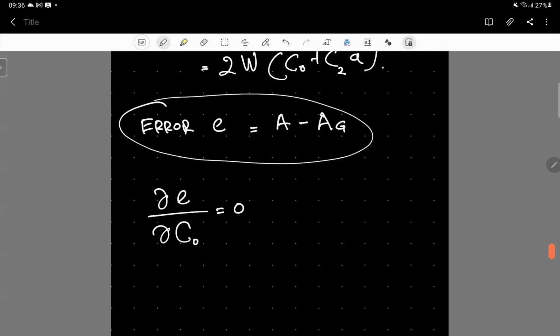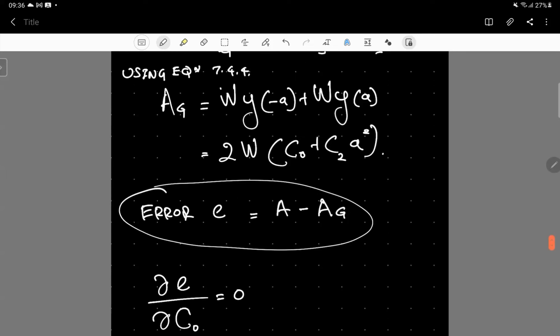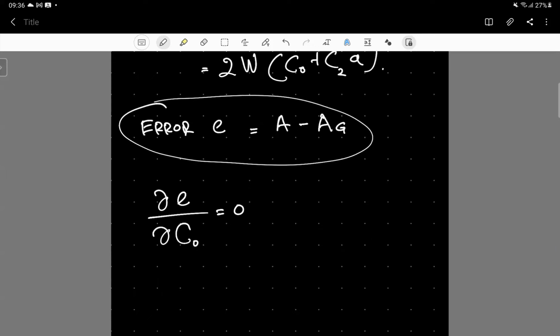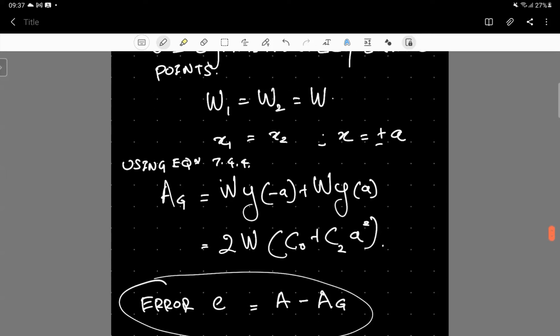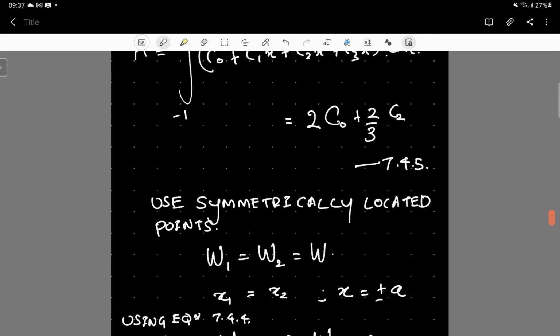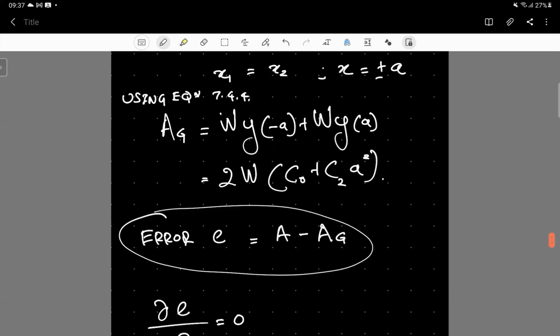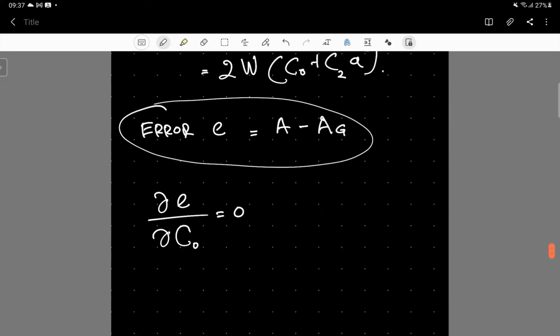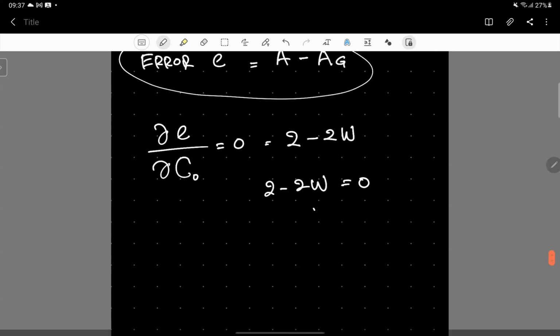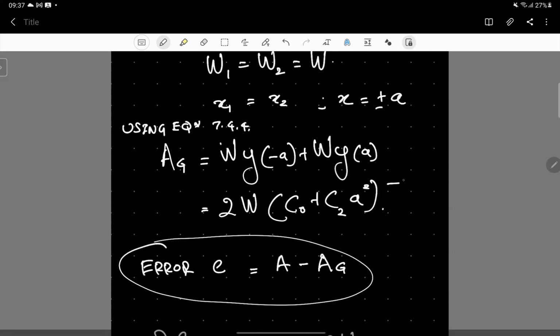So we take this error function and differentiate it with respect to C0. What you would obtain is, when you differentiate the first function with C0, you would only get the value of 2, the others become 0. In the second case also, you will only get 2 times W. So it would be 2 minus 2 times W is equal to 0, where W is equal to 1.